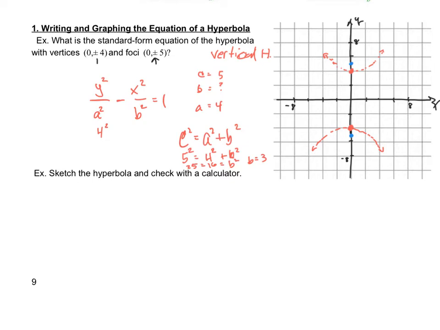So when I go to correct my equation, I know that a squared was 4 squared, and I know that b squared is 3 squared. Therefore, my standard form of the equation is going to be y squared over 16 minus x squared over 9 equals 1.